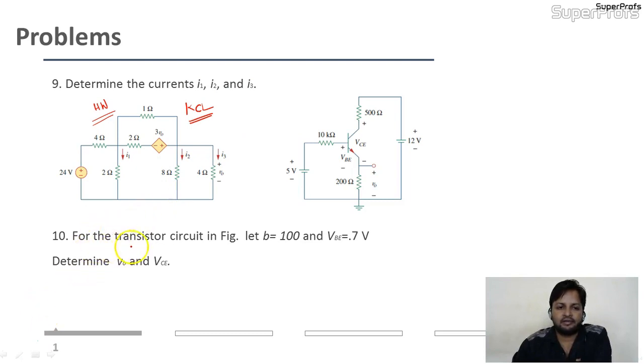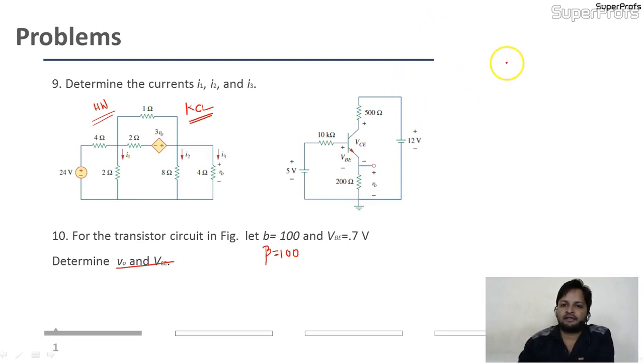Now come to the next one, the transistor circuit. I have chosen one question from transistors also. Simply, we are going to apply KVL here also. But see some parameters: beta for the transistor is given as 100. The base-emitter voltage drop is 0.7 volt. Determine V0 and VCE. Where is V0? Here is V0, and here is VCE.